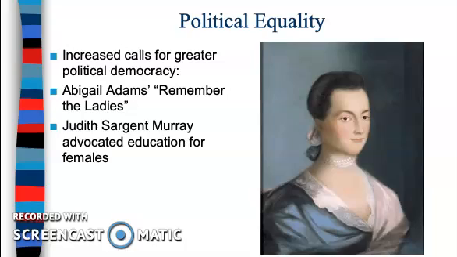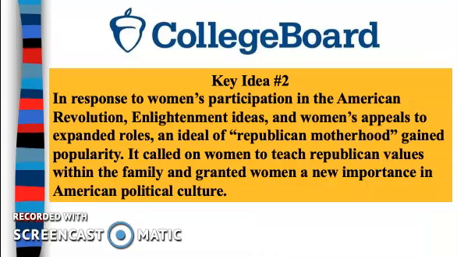Other women, such as Judith Sargent Murray, advocates for the education for females, and there is a push for more local involvement in women, especially in elections. Though for the most part, at the national level, women are still excluded. This then brings us to key idea number 2, which is, in response to women's participation in the American Revolution, Enlightenment ideas, and women's appeal to expanded roles, an ideal of Republican motherhood gained popularity. It called on women to teach Republican values within the family and granted women a new importance in American political culture. Now, this doesn't mean that they had the ability to vote.